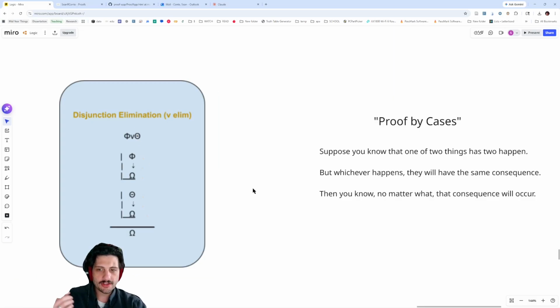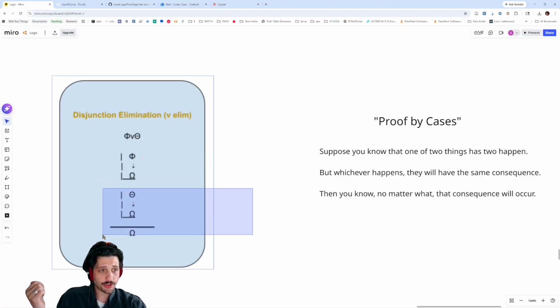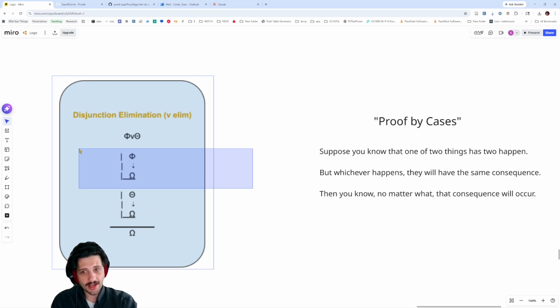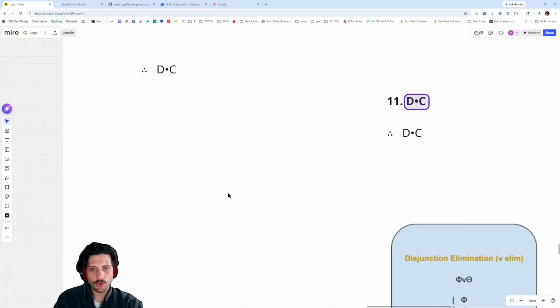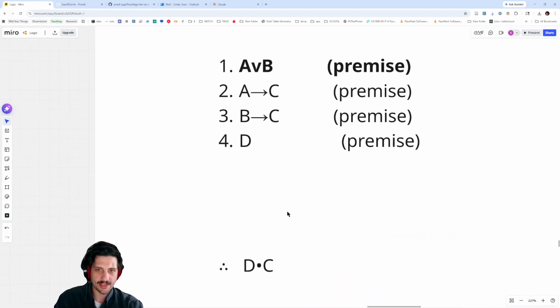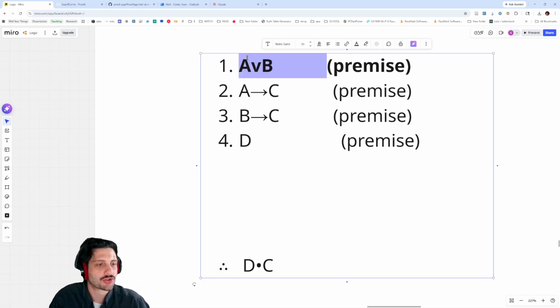I don't know which side is actually true, but we'll just say, suppose one side is true, that will lead to the conclusion. And then we'll say, suppose the other side is true, and then we'll show how that will lead to the conclusion. So what do I mean by that? Let's look at this example. We start with this premise: either A or B is true. We're not sure which. It's either A or it's B.